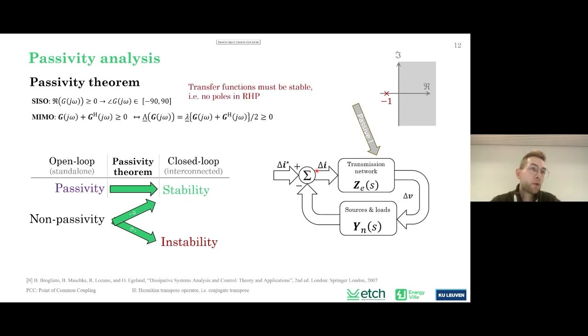In case we have a multiple input, multiple output system, I lose any visualization here. Maybe you don't, but I do. Then basically just the maths needs to pan out. In order to check whether a MIMO system is passive or not, you calculate the Hermitian matrix, do the sum with the normal matrix, and calculate the minimum eigenvalue. When the minimum eigenvalue is greater or equal to 0, then the system is passive.